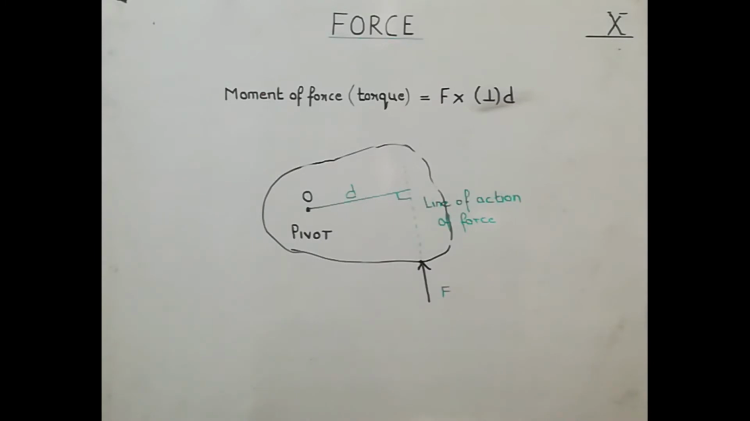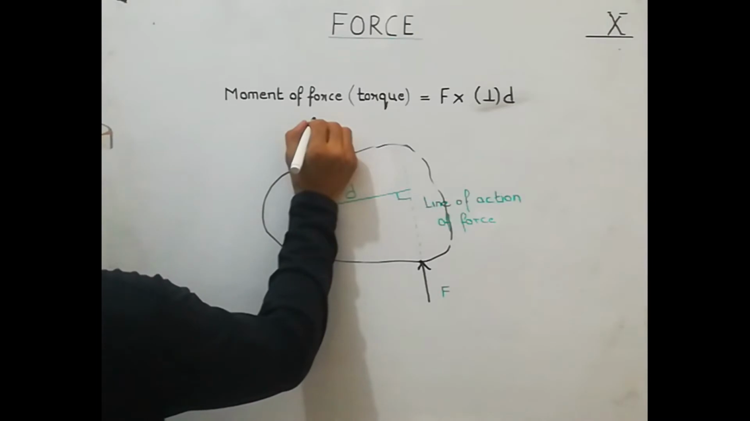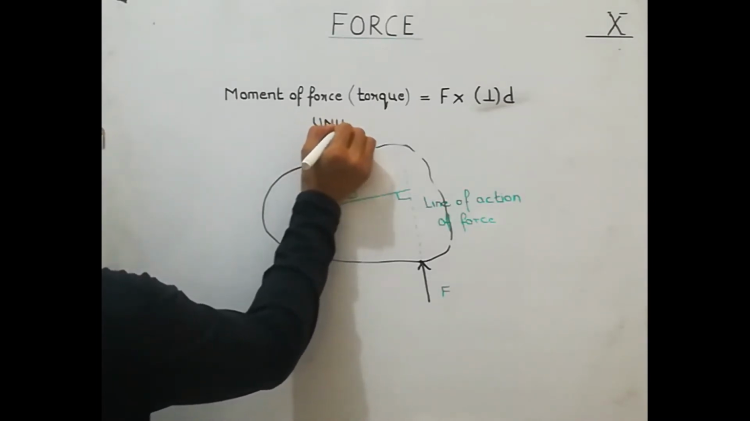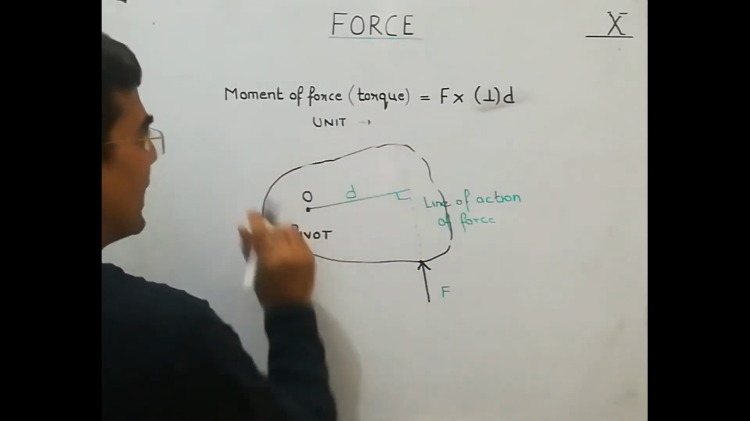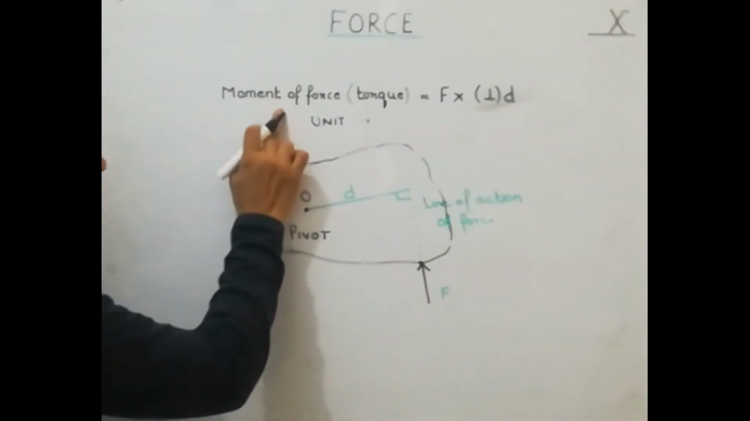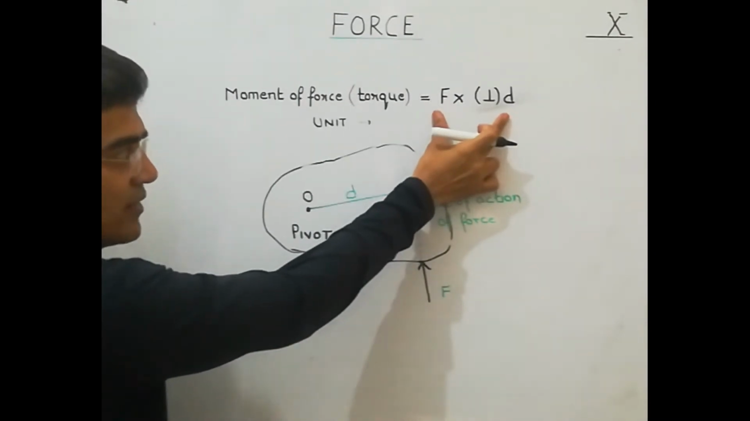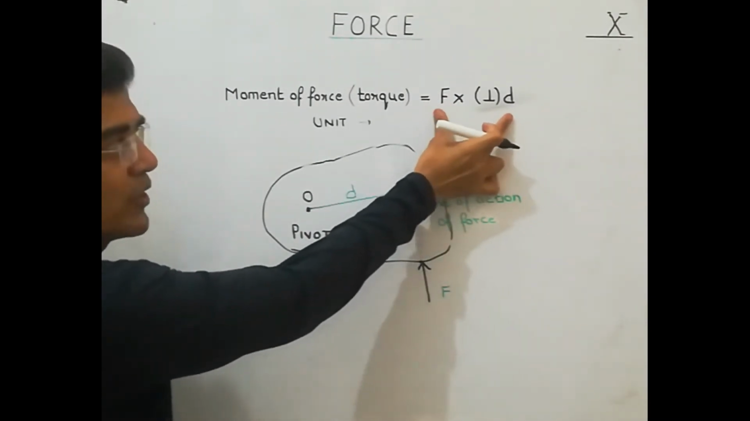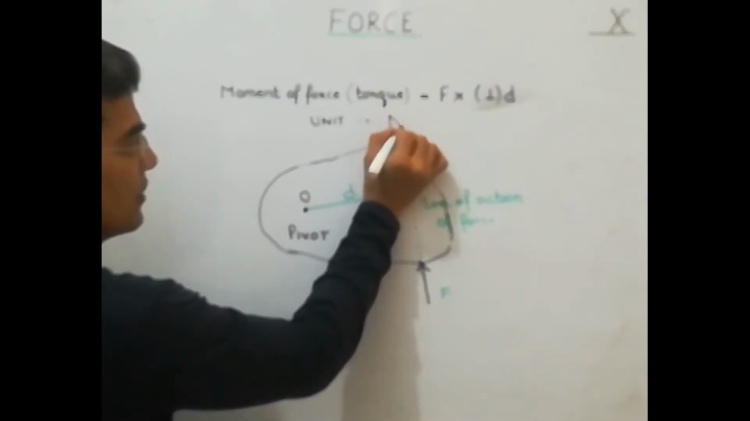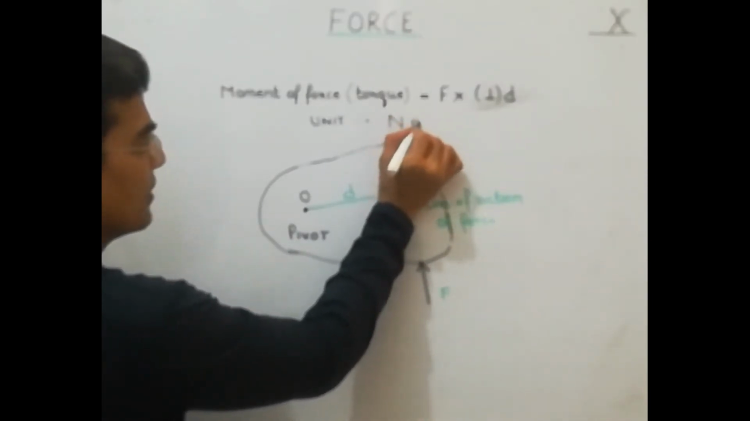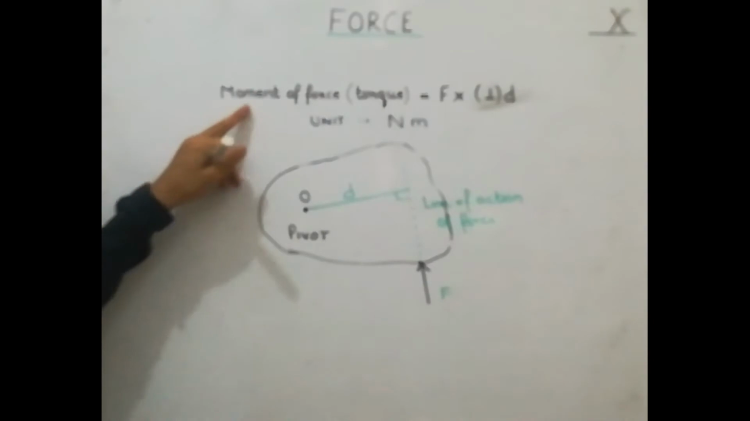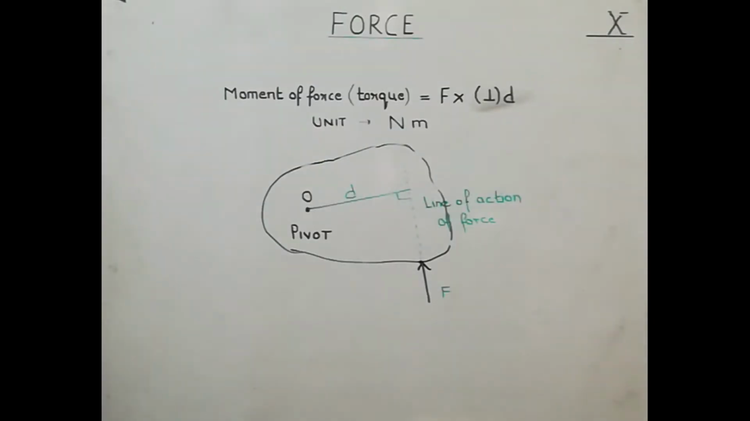Okay, now if we ask for the unit of moment of force. To write the unit, you can see that this physical quantity, torque, is a combination of force and distance. So you combine the units of these two, that is Newton and meter. So the unit of moment of force will be Newton meter. Is this clear? What is the moment of force?